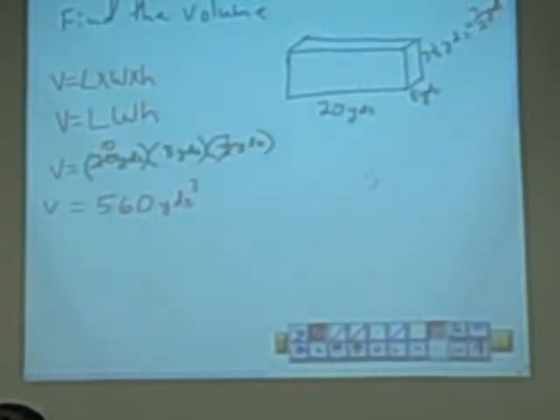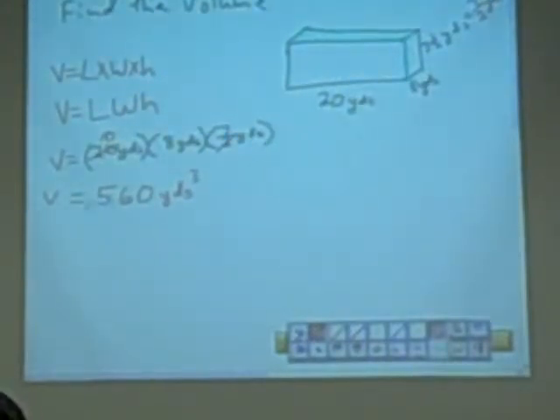All volume is area times height. That's all volume is, area times height. So no matter what shape you have for area, you add height to it, now all of a sudden that's volume. Okay? So that's kind of easy to remember. Any questions with that? Okay.